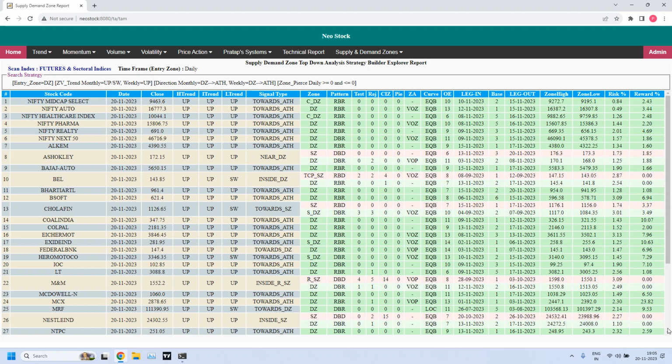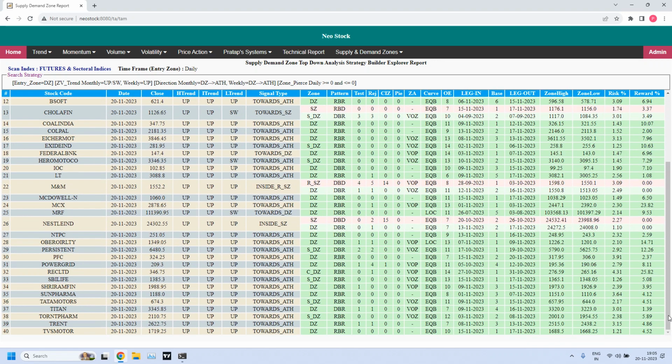All these are all-time high zones for monthly and weekly, and some of these stocks have even daily all-time high zones. If you see any dark green color, they are all-time high demand zones. But anyway, monthly and weekly, they don't have any supply zones for all these stocks. But on daily, a few stocks have supply zones, and the remaining are all-time high daily demand zones. So a total of 40 stocks are there in this list. All of these support the bullish trade setup.